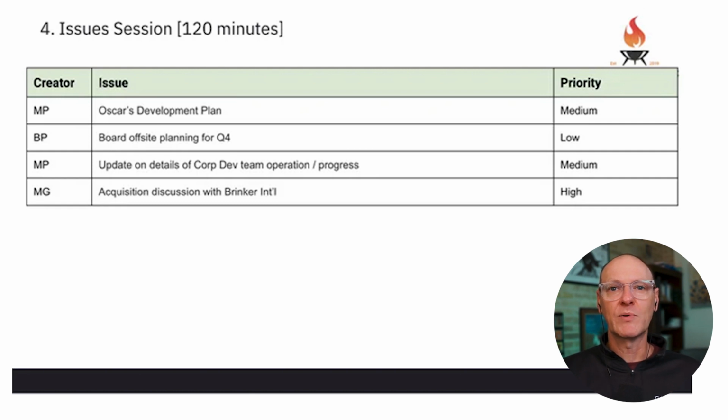The creator for each one is put here, as well as the description of what the issue is. And then lastly, we've put a priority next to that issue: high, medium, or low. And it's pretty straightforward. We start with the high issues and we work our way down to do the low issues last. So a quick word about issues.